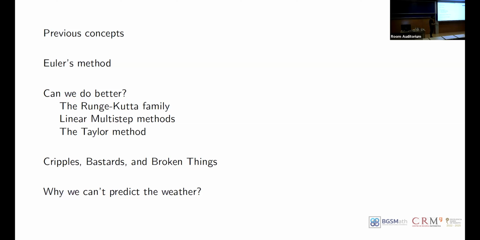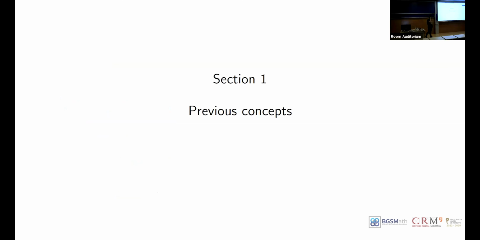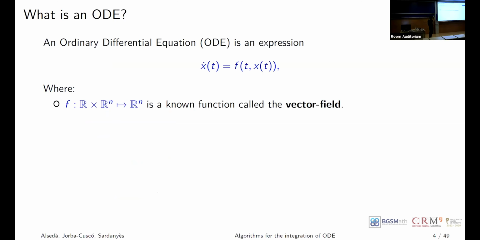So let's start with, as I said, some previous concepts, which are about what a differential equation is. And just to fix some notation, to me, an ordinary differential equation is an equation of this shape: x dot equal to some vector field f that depends on t, which is the independent variable, and x, which is the dependent variable, which is in fact a function. And that's the quantity we want to know.